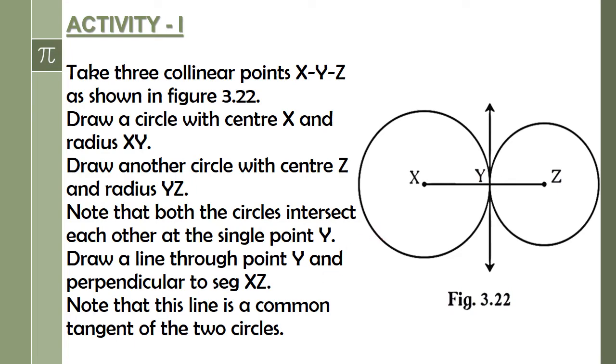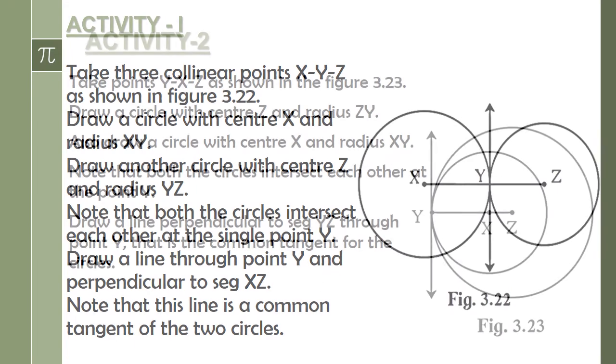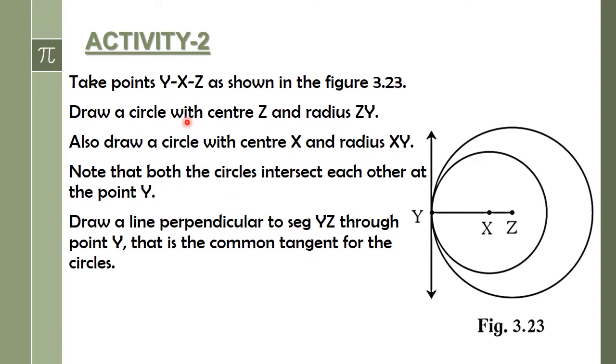Now let's see the second activity. Again here points y, x and z are collinear as in the figure. Now you need to draw a circle with center z and radius zy, that will be the bigger circle. Next, take x as the center and xy as the radius, and you will get the smaller circle. And here also there is one common point for both the circles, and that is point y. So they are intersecting at just one point, that is point y.